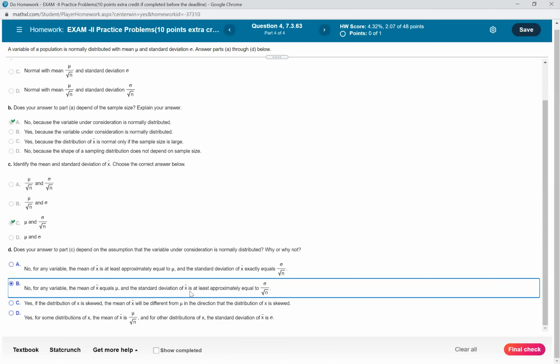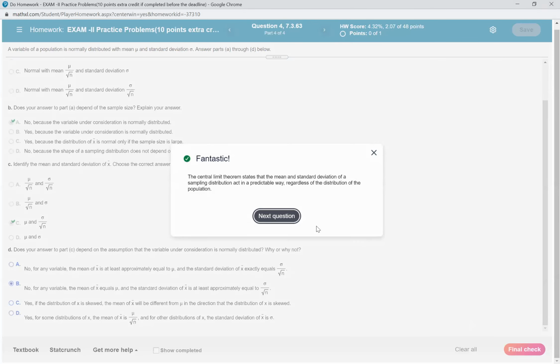And the standard deviation of x bar is at least approximately... For any variable, the mean of x bar is at least approximately equal to mu, and the standard deviation of x bar is exactly equal to sigma over square root of n. Both of them should be mu and sigma over square root of n. Okay, so let me check. Yeah.